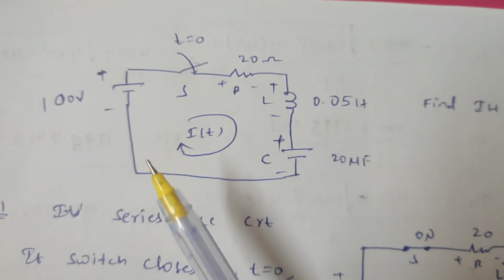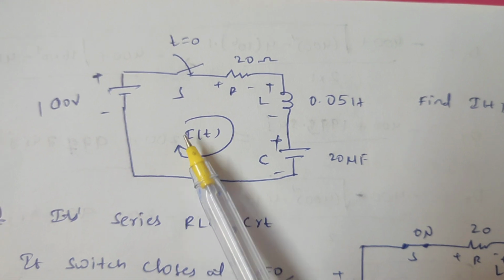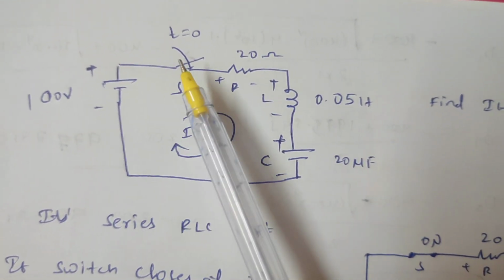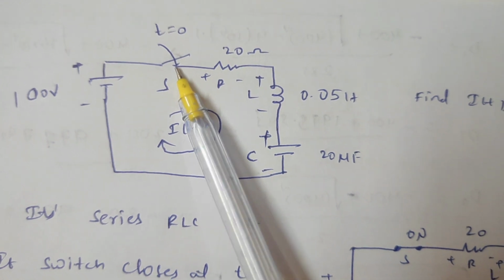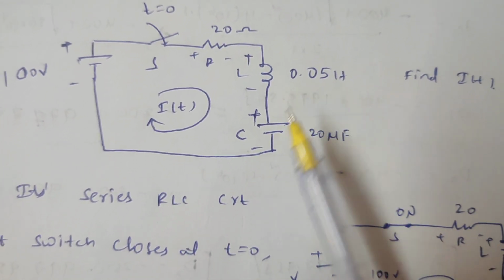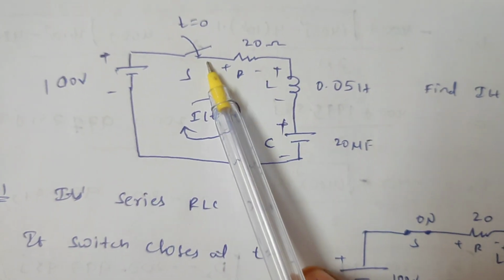Hello everyone. So here, for a given series RLC circuit, find out the transient response. This is the given RLC circuit with the DC voltage of 100 volts, with the switch closing at t equal to 0, resistance of 20 ohms, inductance of 0.05 henry, and capacitance of 20 microfarad. So first of all, I am applying the switching condition.